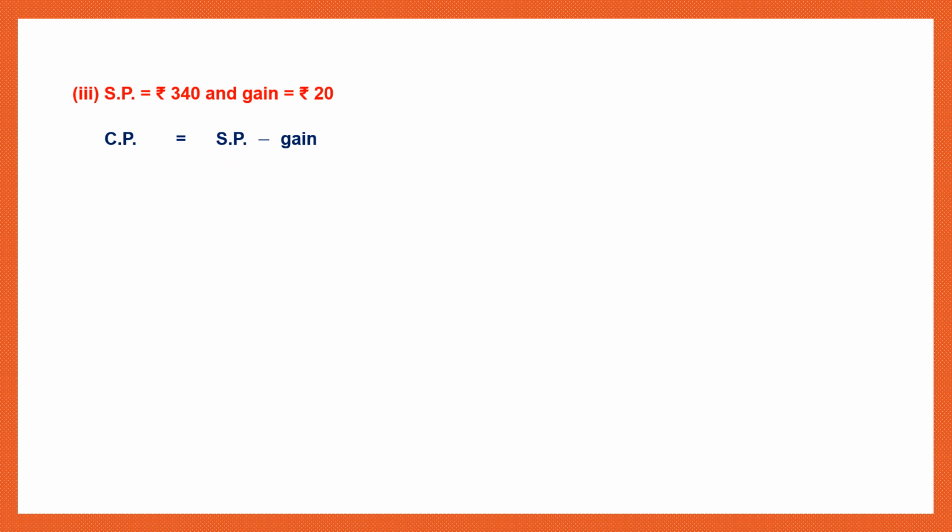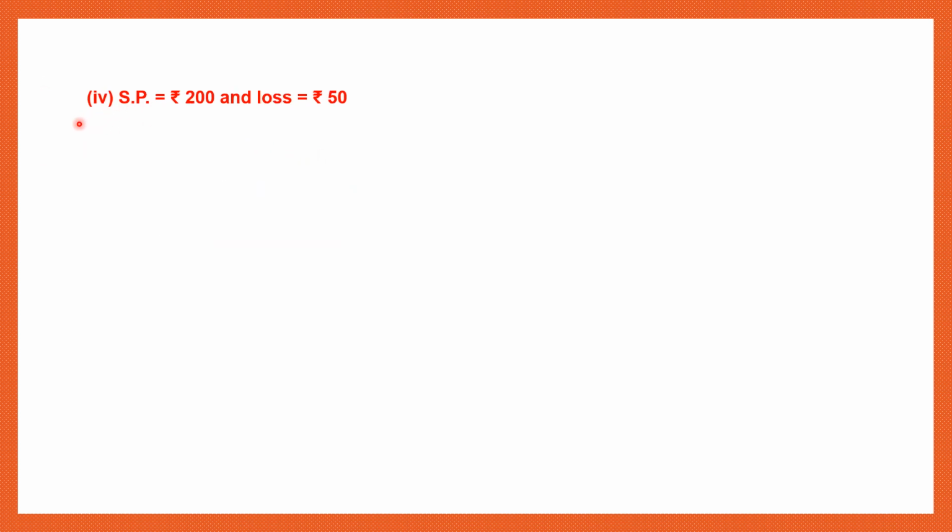So here selling price is 340 rupees and we have to minus the gain from it, which is 20 rupees. 340 minus 20 is 320. So what have we found? We have found the cost price, and that is 320 rupees. So you should be careful to see whether this is rupees or this is percent, and accordingly apply the formula correct for that, suitable for that question.